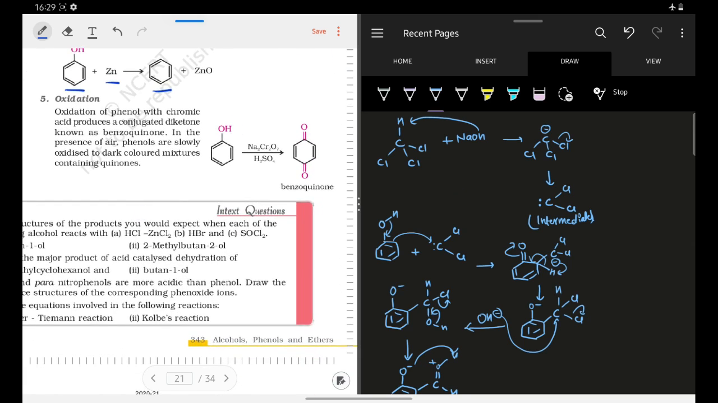Then you also have to remember this reaction, the oxidation of phenol in the presence of Na2Cr2O7 where the chromium is present in +6 oxidation state. So we know that chromium in +6 oxidation state acts as an oxidizing agent, so the phenol will get oxidized into benzoquinone. Same reaction can also be done with hydroquinone. What is hydroquinone? Hydroquinone is this. This will also get converted to benzoquinone.